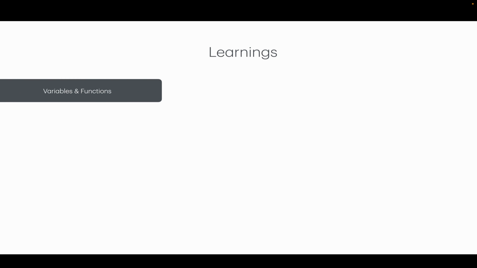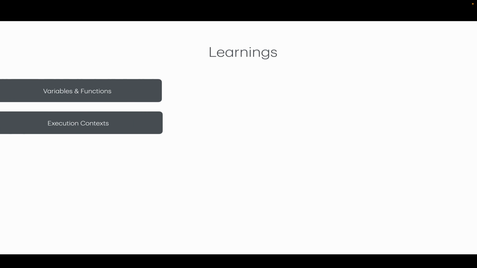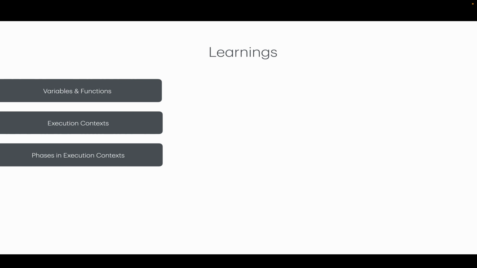What did we learn so far in this video? Firstly, we had a look at variable declarations and function definitions. And then we moved on to what execution contexts are and the phases in an execution context, creation phase and execution phase. At the end, we ended up defining hoisting.